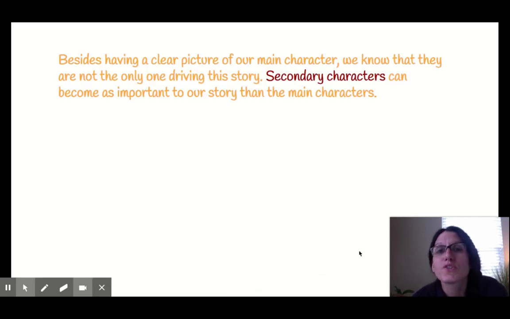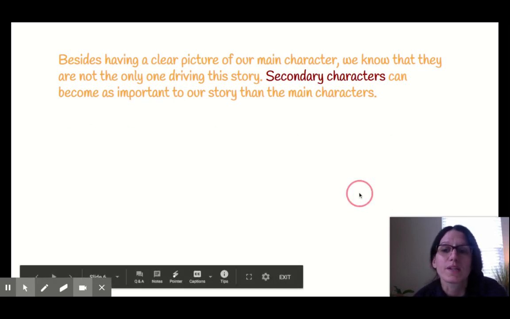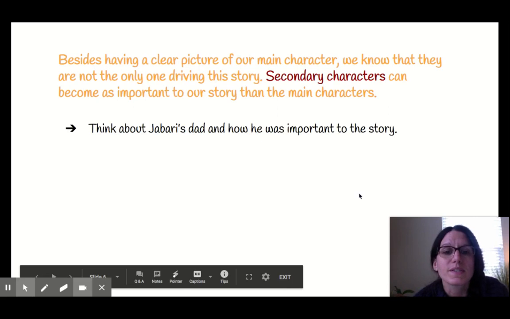So what makes your characters believable is also thinking about the characters that are supporting them, like Jabari's dad. His personality was able to help bring Jabari to the point where he felt he could do it. If his dad wasn't that way, what would it be like? So think about his dad. Why is he so important?